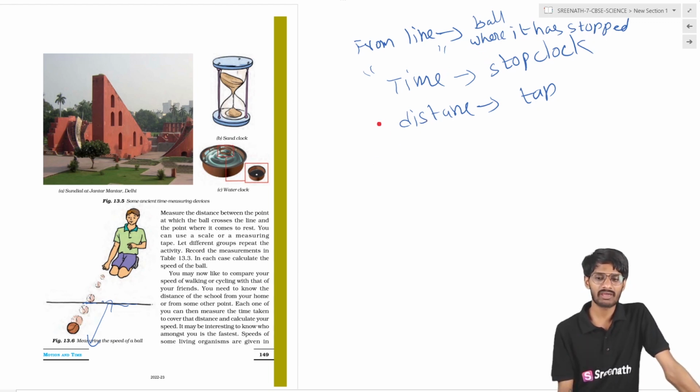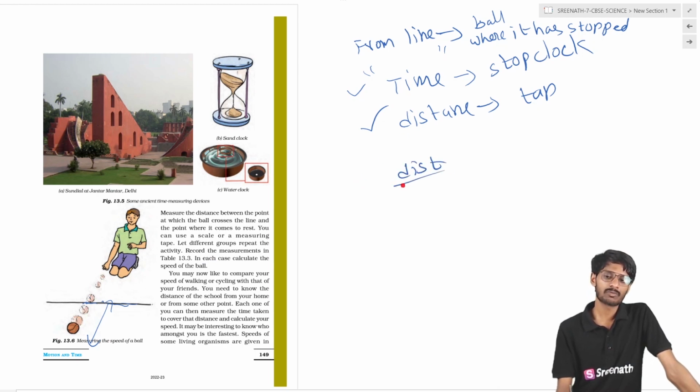So after you have completed measuring distance and measuring time, we have to divide both of those. Distance divided by time will give you the speed of that ball, students. So you can simply find the speed.